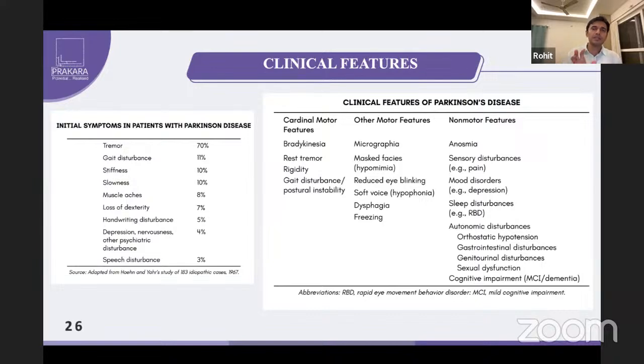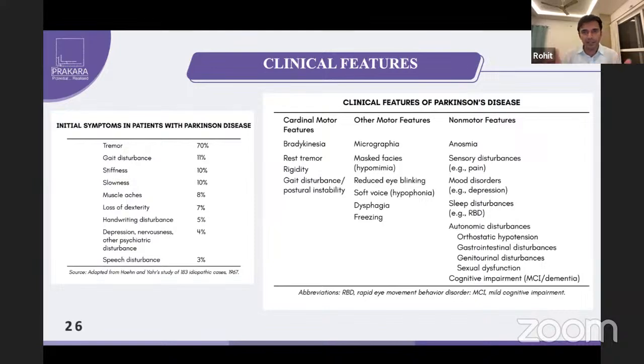The speech disturbance in Parkinson disease is not like dysarthria, it is not slurred speech, but the hallmark of Parkinson disease speech is hypophonia. The tone or the volume of the speech comes down first. So the patient who used to speak loudly earlier starts speaking very softly. Or sometimes the pace of their speech also comes down. So that could be one of the presenting manifestations.